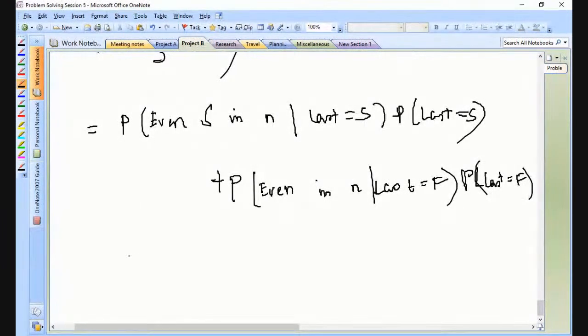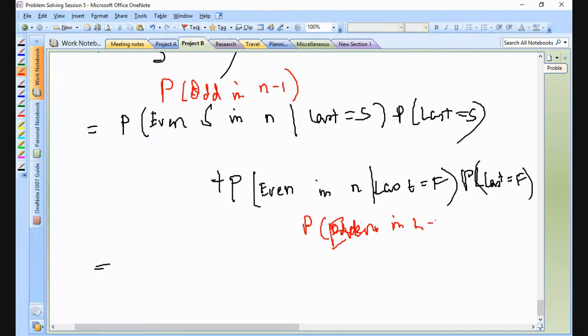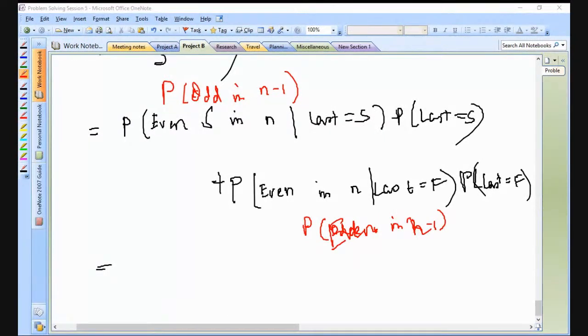Then even successes in n given last is success is what? This is the same as probability odd in n minus 1, right? And even in n given last is failure is what? Probability even in n minus 1. All of you understood the red step, guys? Understood the red step? Dev Verma, Tishika, Suryanshi, Tejas, Bhushan, Tanvi, Sneha, Tanvi.